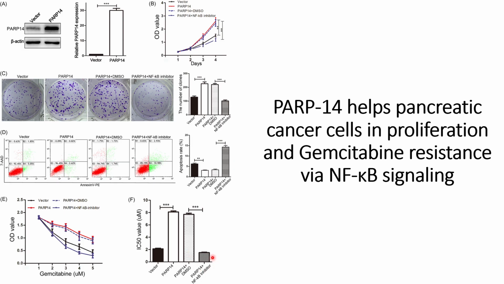So this all points to the fact that PARP-14 helps or enhances NF-kappa B signaling, and that in turn helps pancreatic cancer cells acquire the proliferation characteristic and at the same time provides them resistance against drugs such as gemcitabine. By suppressing this NF-kappa B signaling, we can make the cells sensitive towards gemcitabine and at the same time also reduce the proliferation of the cells.